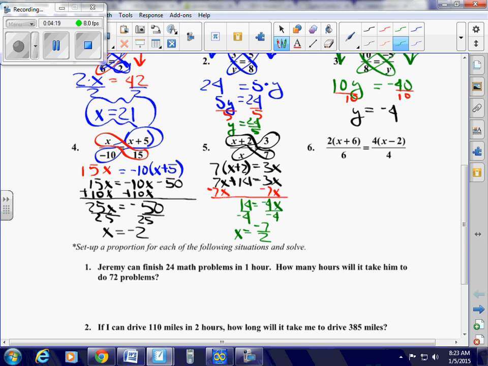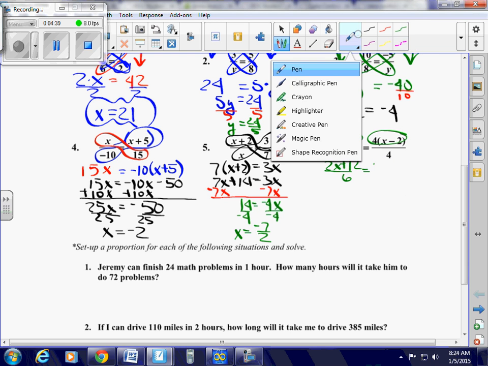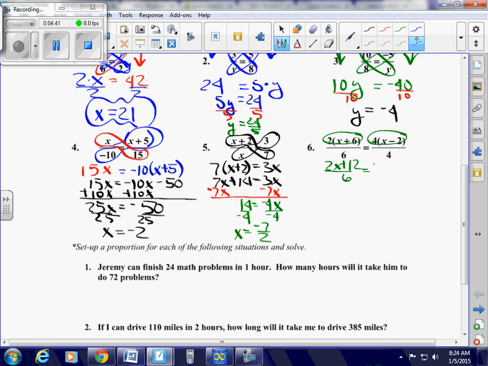In number 6, let's go ahead and use the distributive property here. I get 2x plus 12 over 6 is equal to, use the distributive property here, 4 times the quantity x minus 2 would be 4x minus 8 over 4. Now I'm going to cross multiply.